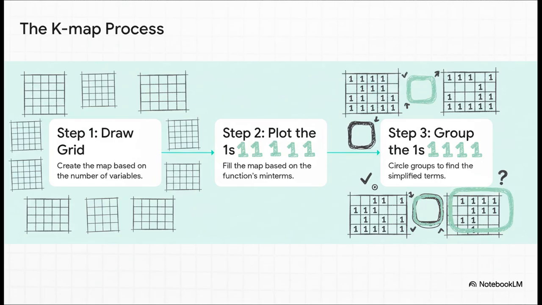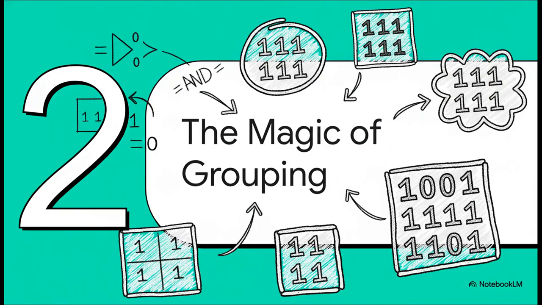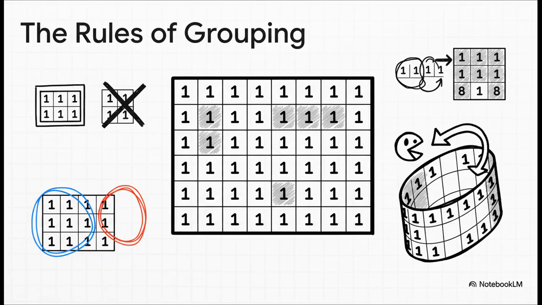And the process itself? It's honestly as easy as 1, 2, 3. First, you draw the right grid for your number of variables. Second, you plot your ones on the map. And third, this is the fun part, you draw loops around groups of ones to find the simple answer. Right, this step, grouping, this is where the visual magic happens. When you start spotting these patterns of adjacent ones, you're visually canceling out variables. You're simplifying the logic in a way that just feels so much more intuitive than pushing symbols around in an equation.